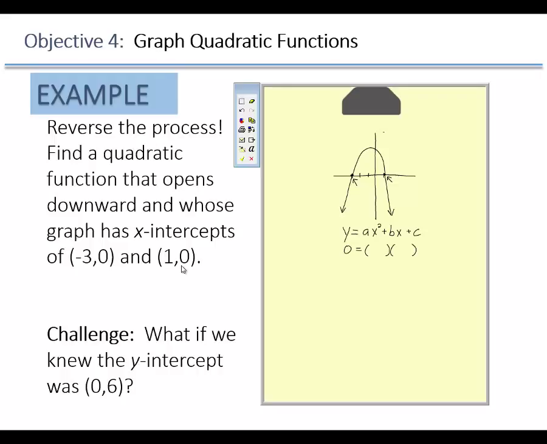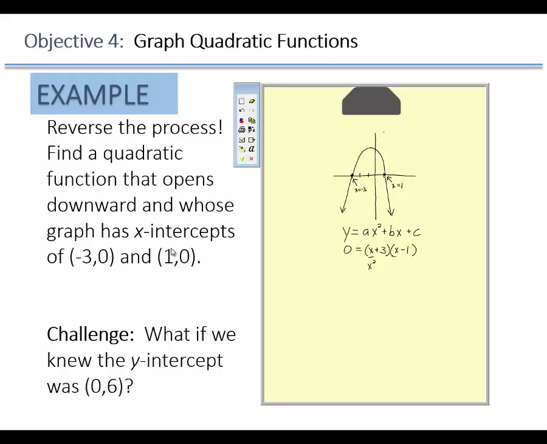Now, since x equals -3 is one of our solutions, that means that x plus 3 must be one of the two factors. Also, since x equals 1 is one of our solutions, that means that x minus 1 must be one of our two factors. But there's a problem with this, because if we start FOILing this out, we'd end up with an x squared term for our first when we FOIL these two x's together. That would mean that our parabola opens up.